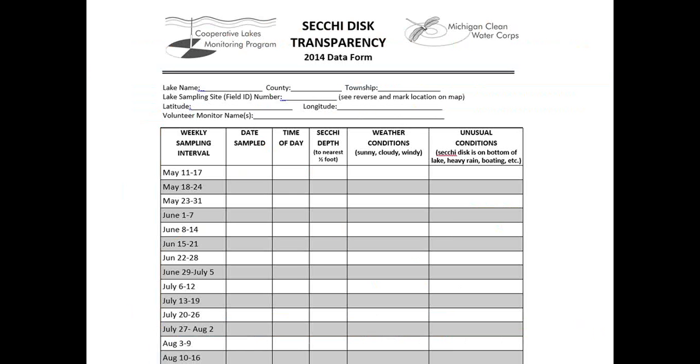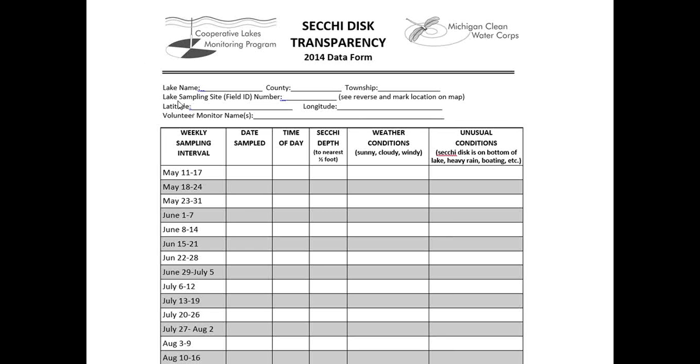This is what your data form will look like. This is a 2014 version, but the 2015 will be exactly the same with maybe a few changes in the dates. So this is what you're taking out with you on your boat to fill out. The top section up here, lake name, county, township, is pretty straightforward. Then there's the lake sampling site number or field ID number. This is the number that is assigned to you upon registering with the CLMP. If you have talked to Jean Roth in your registration process, she'll say, oh, well, we'll make sure we get that to you. And then she sends a little card with that number to whoever did the registering for your lake.